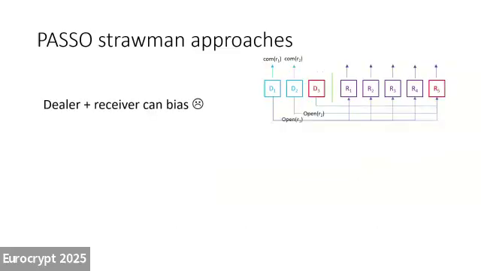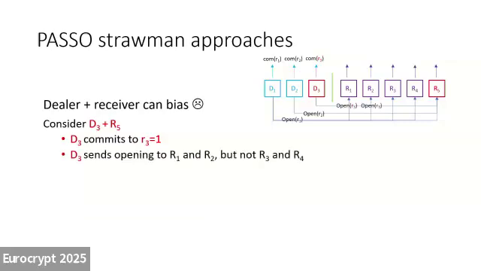Why? Well, because it's actually very easy to perform an attack if you can corrupt one dealer and one receiver. So for example, let's say that in this case, D3 and R5 are corrupt. What D3 can do is simply commit to bit 1 and send the opening to half of the honest parties.